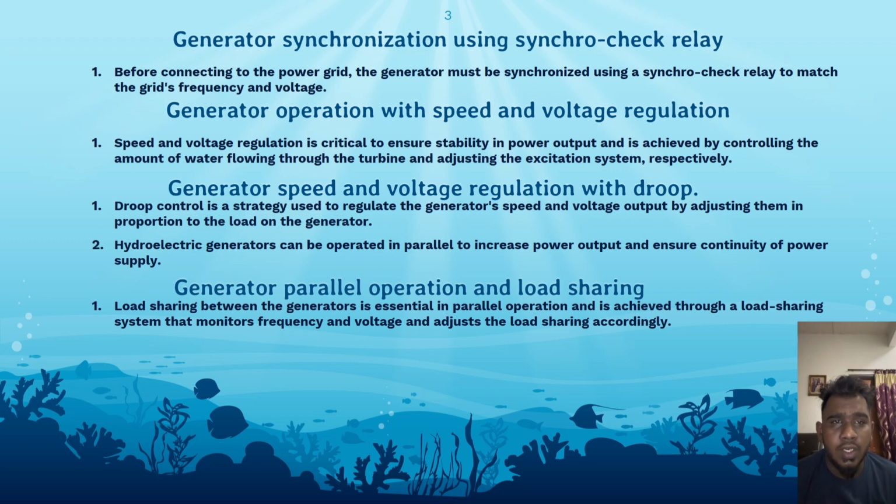And the final one, generator parallel operation and load sharing. Hydroelectric generators can be operated in parallel to increase power output and ensure continuity of power supply. Parallel operation requires load sharing between the generators, which is achieved through a load sharing system. The load sharing system ensures that each generator supplies a proportionate amount of power to the grid based on its capacity and load demand. The load sharing system monitors the frequency and voltage of each generator and adjusts the load sharing accordingly. Thank you.